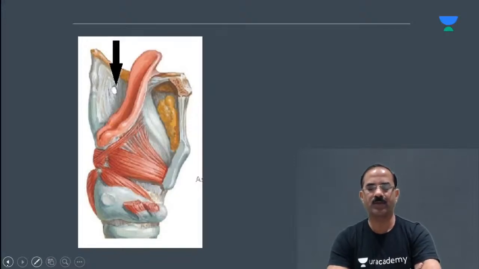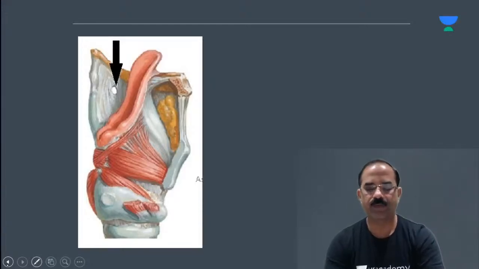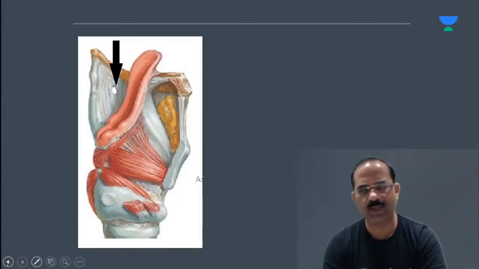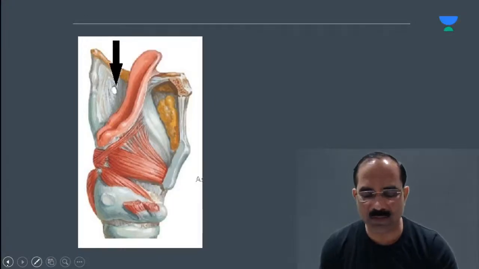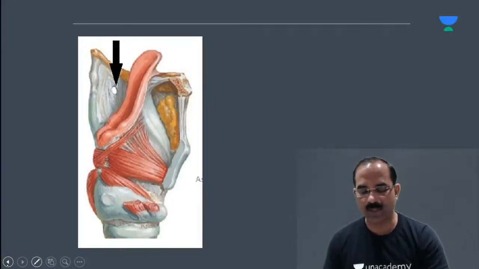Come on, students. Any guesses? You can guess. There's no problem even if it is wrong. What is this epiphysis? What is this arrow pointing to?